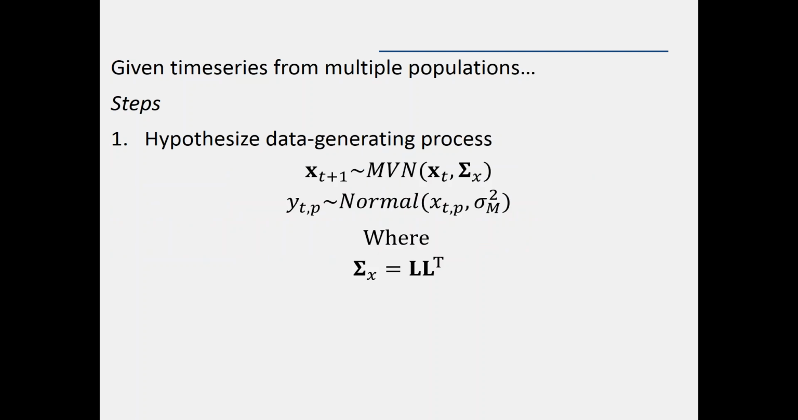So as we've talked about, we have this multivariate process. Well, this is a multivariate random walk process. And then we've got observations that are all normally distributed, with sigma m squared being the variance of the measurement process.